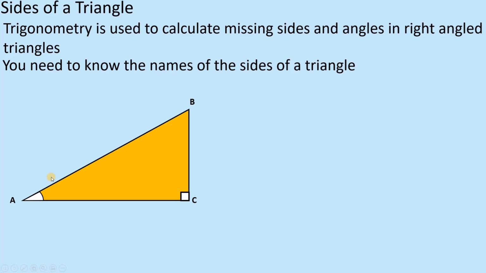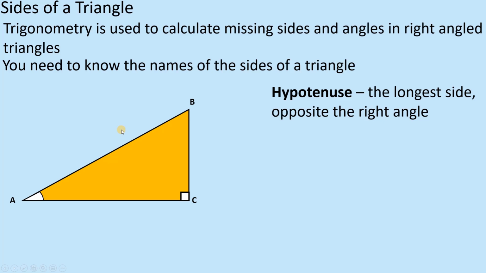So this one over here, the longest side of a right angle triangle, and it's always opposite the right angle, is called the hypotenuse. So the longest side opposite the right angle is a hypotenuse. So let's put it on there. That is the most important one.